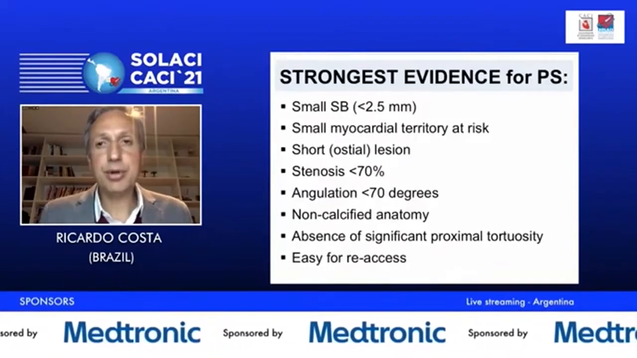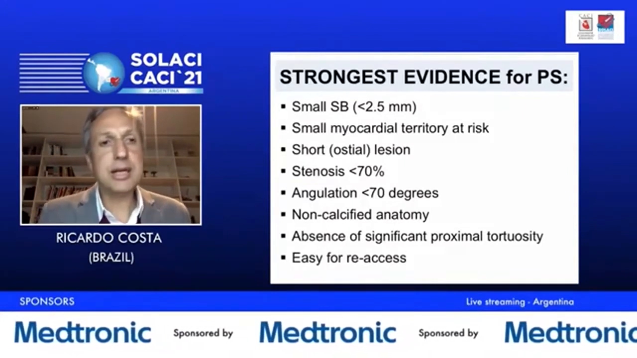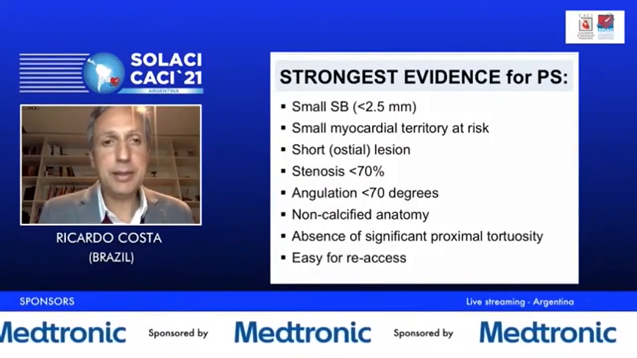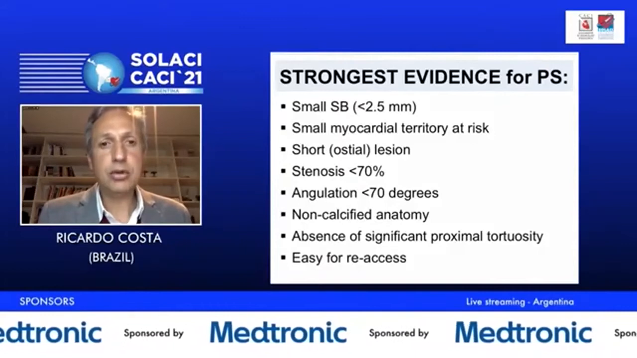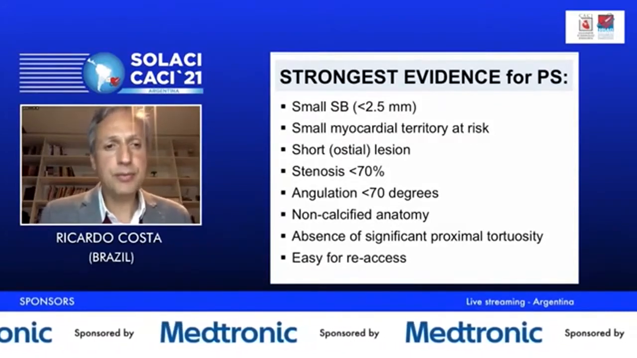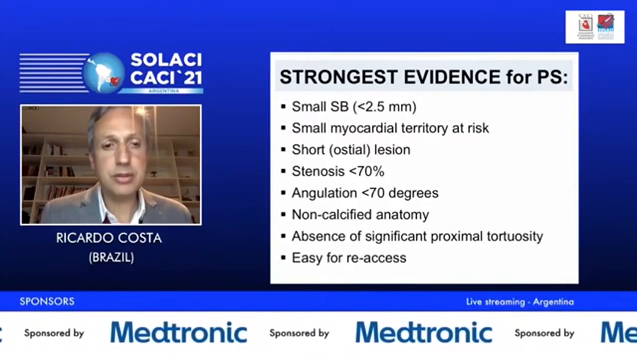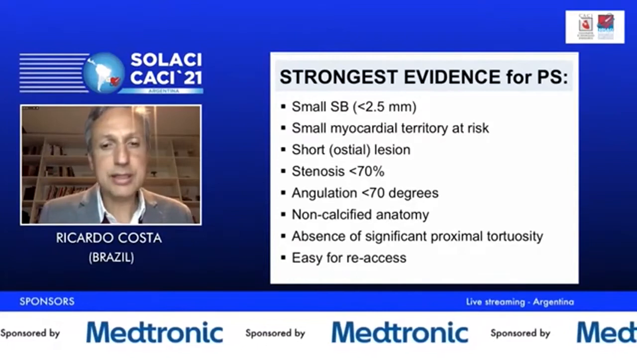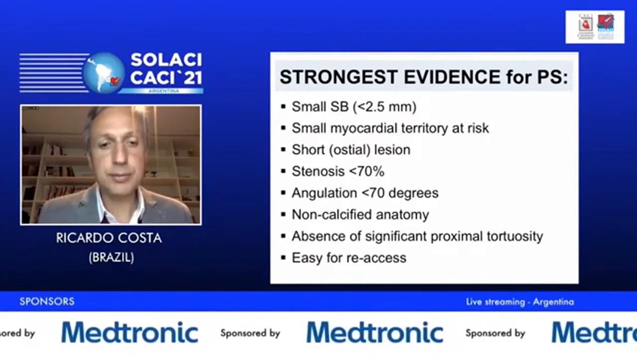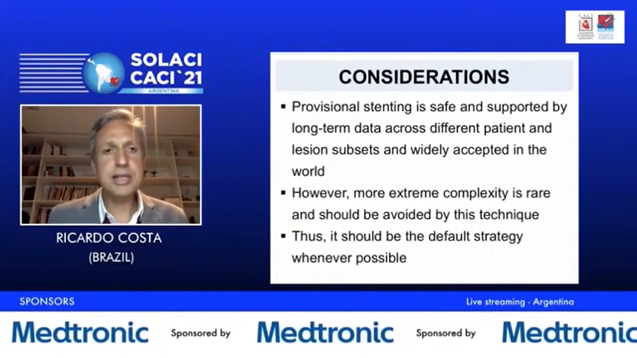And to end, the strongest evidence for the provisional strategy technique is when we have a small side branch, less than 2.5, a small myocardial territory at risk, a short ostial lesion, a stenosis less than 70%, an angulation less than 70 degrees, non-calcified anatomy, absence of significant proximal tortuosity, and easy to re-access.